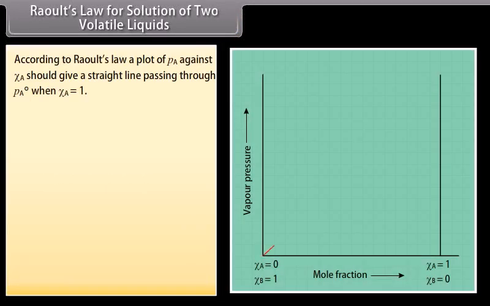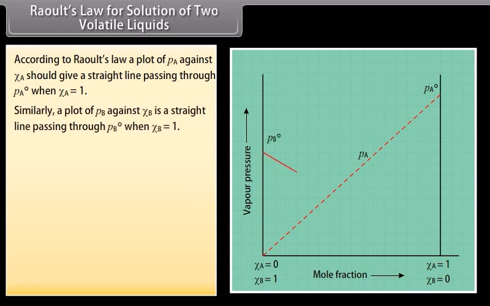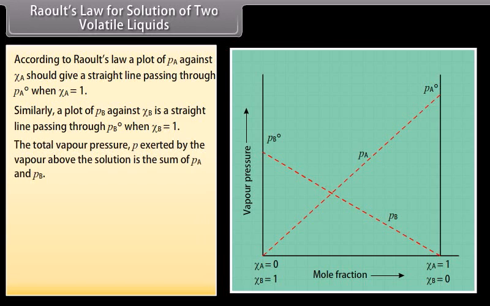According to Raoult's law, a plot of PA against XA should give a straight line passing through PA naught when XA is equal to 1. Similarly, a plot of PB against XB is a straight line passing through PB naught when XB is equal to 1. The total vapor pressure, P, exerted by the vapor above the solution is the sum of PA and PB. P is equal to PA plus PB.